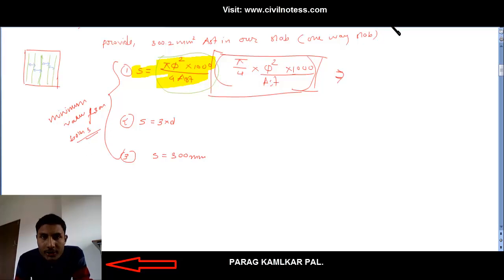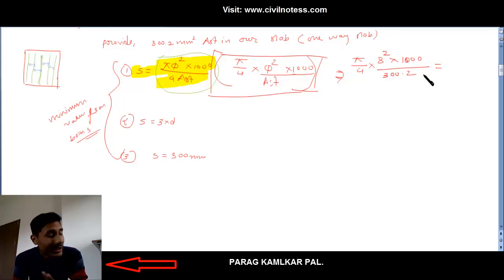So I'm going to put in all the values. Pi by 4 into diameter square, where the diameter I'm going to use is what I already assumed in part number 1, 8 mm, so 8 square, multiplied by 1000, divided by the Ast I have, 300.2. Okay, sorry guys for the background, it's really very noisy. Wait a minute.